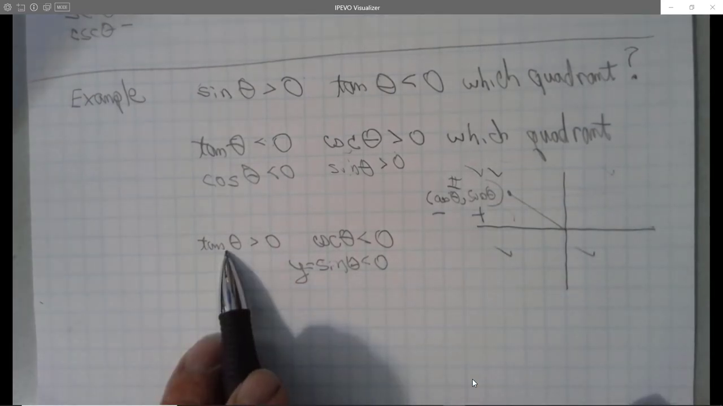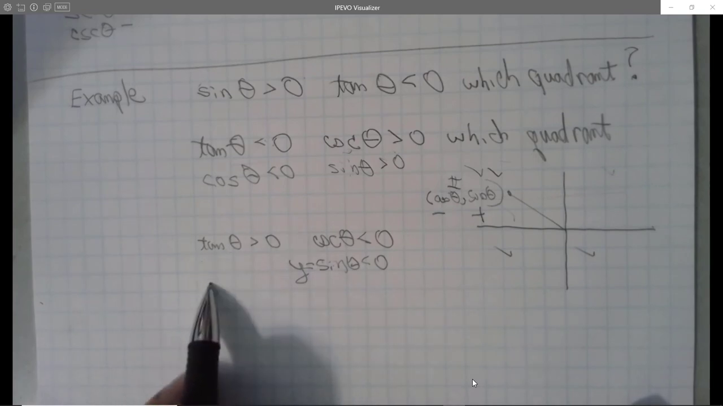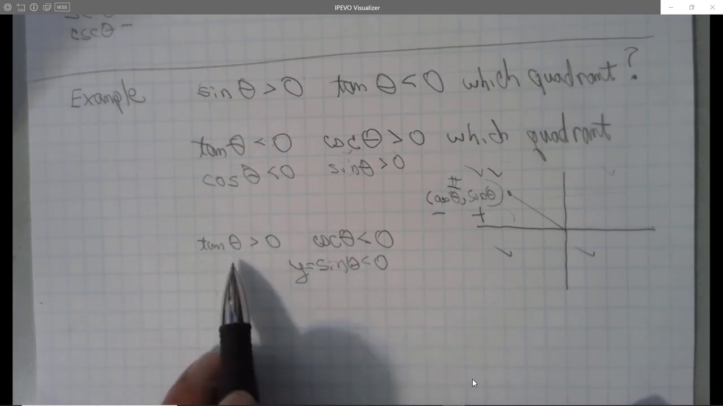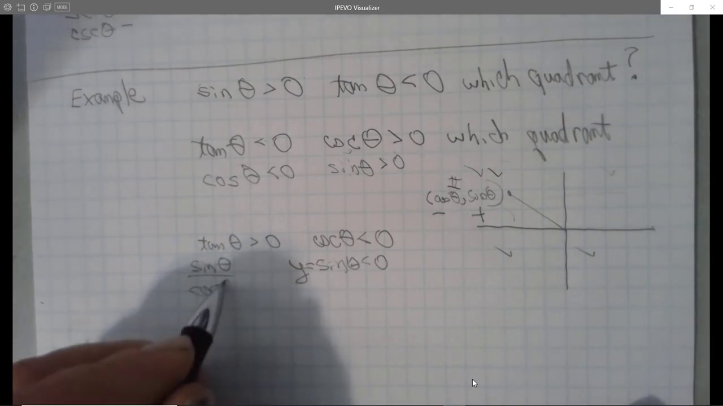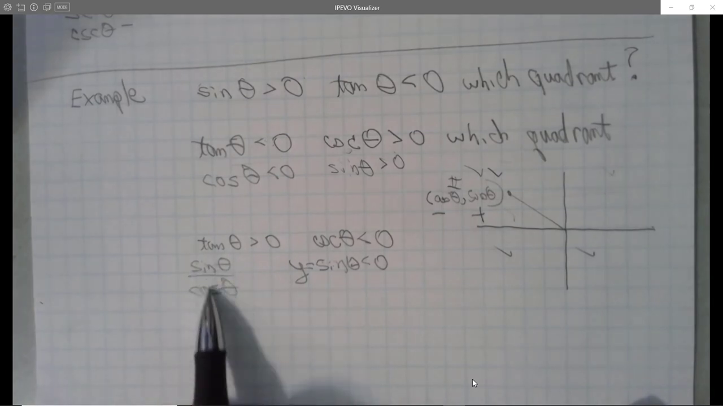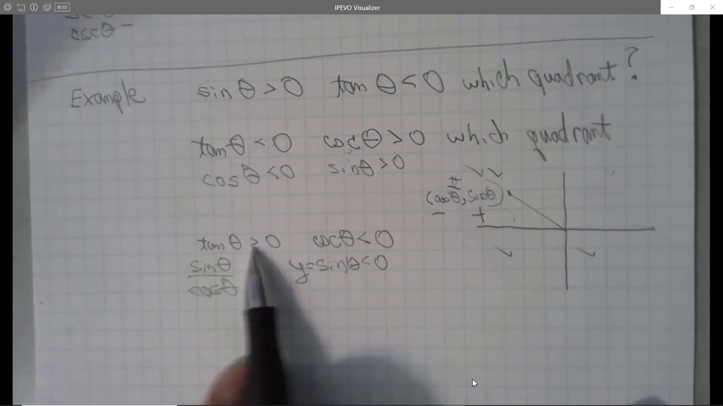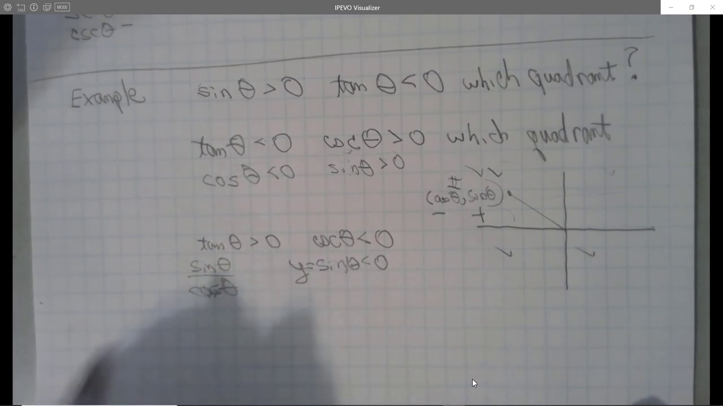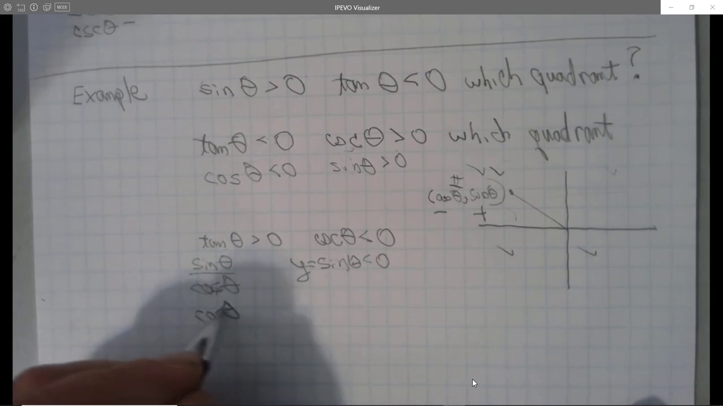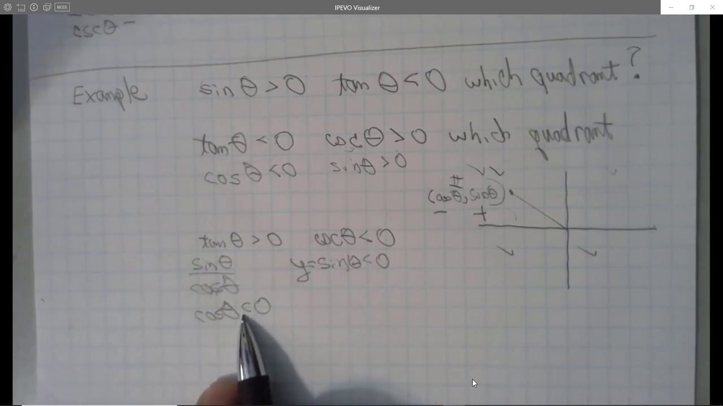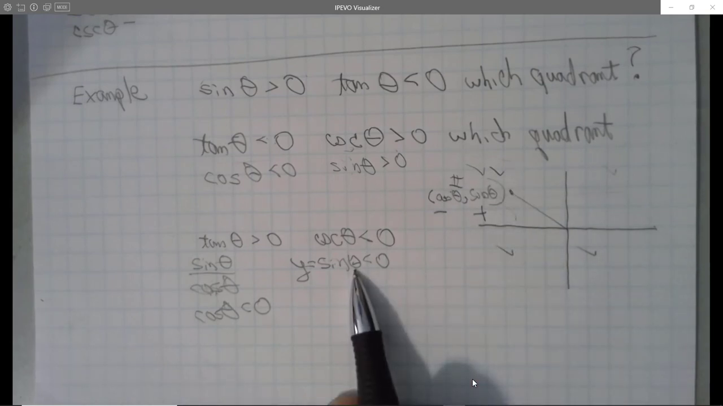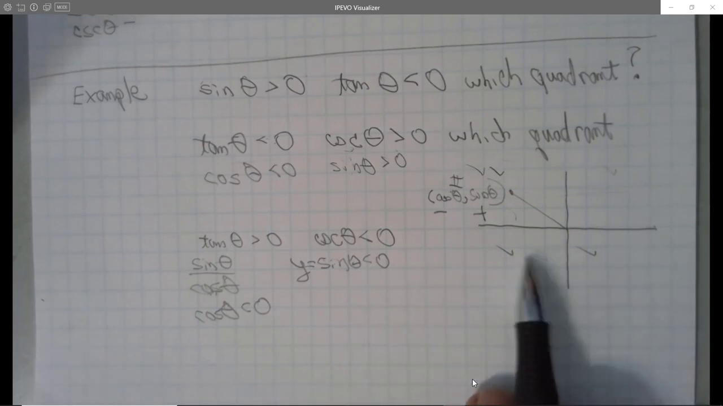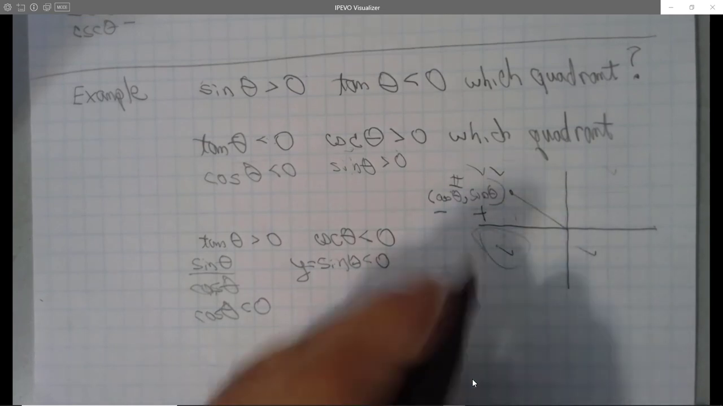The tangent, on the other hand, is positive. Well, the tangent is sine over cosine. If the sine is negative, you'd need a negative cosine in order to get this ratio to come out positive, right? If you have a negative over a negative, that's positive. So that tells us both tangent is positive, cosecant is negative. That means the cosine itself must be negative. The cosine is the x-coordinate. That's negative. So we've got to be here or here. The sine is negative. That's the y-coordinate. We've got to be either here or here. So it lands us right there in the second quadrant.